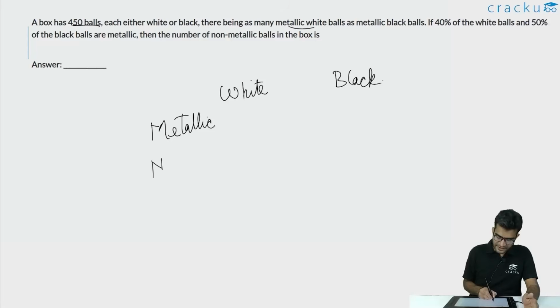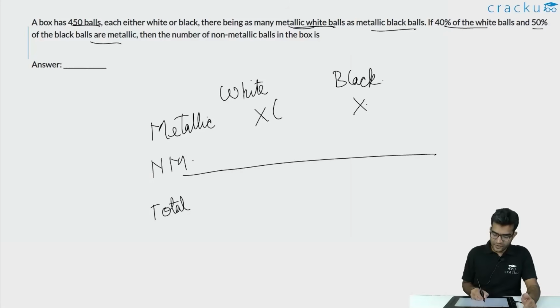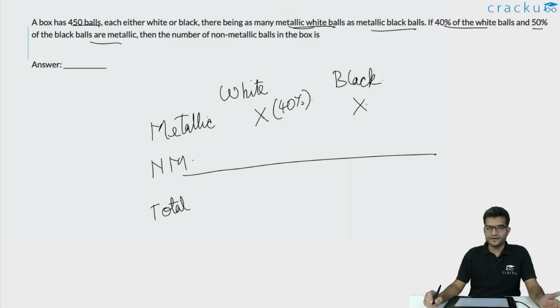These are non-metallic balls. We are told that the number of metallic white balls is the same as the number of metallic black balls. So let us assume that both of them are equal to x and x. Now 40% of the white balls are metallic and 50% of the black balls are metallic. So what is the total number of white balls? Metallic balls, which are x, constitute 40% of the total white balls.